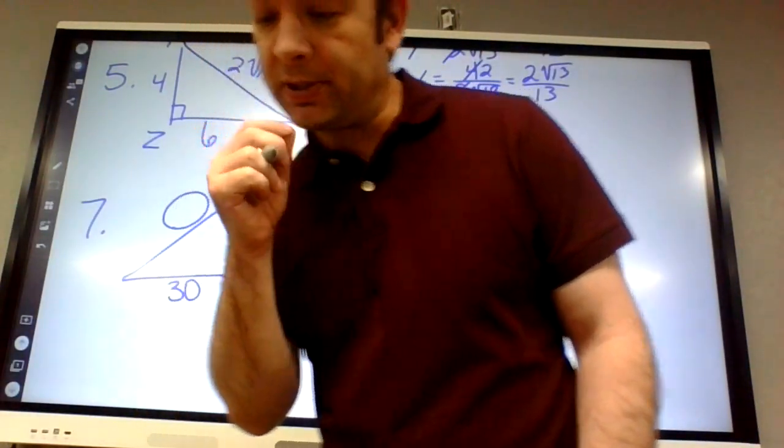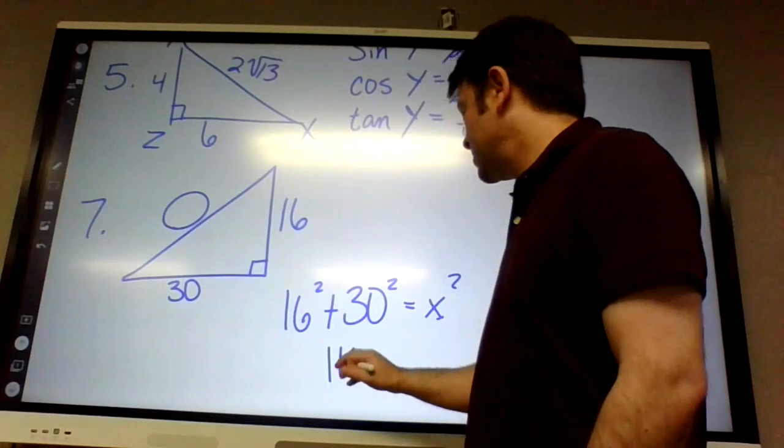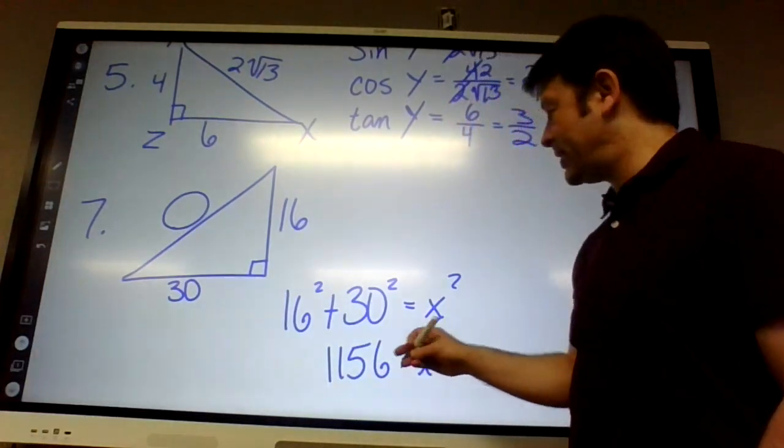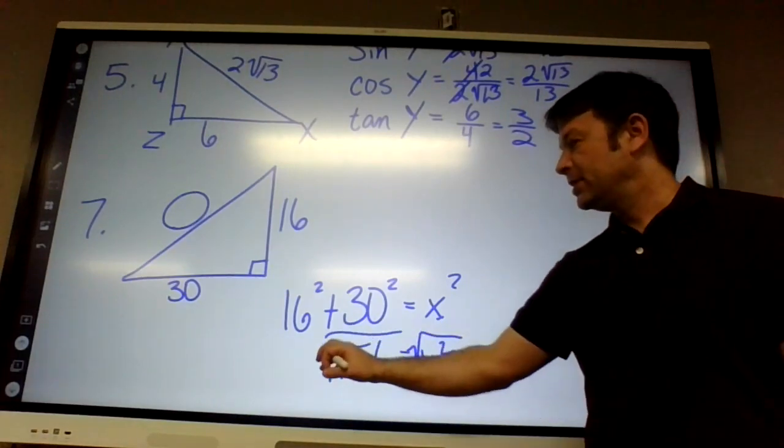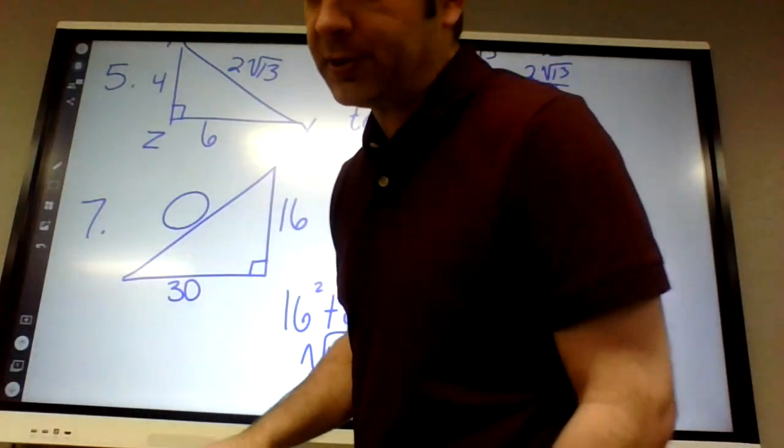Let's see, it's a really big number. Before you square root it, it's like 1156. So, after we add those together, what's our last step though? Square root. And it comes out as 34.